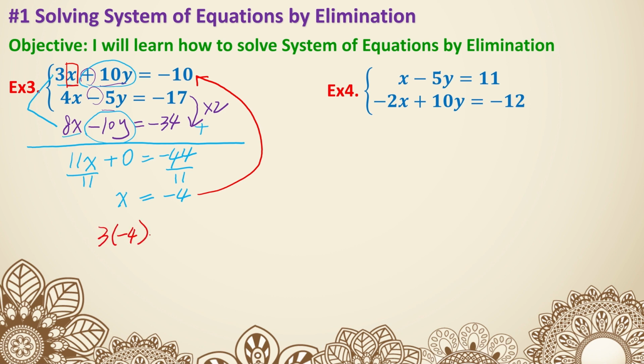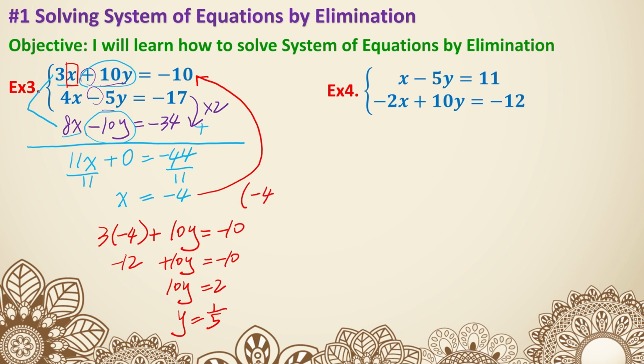3 times -4 plus 10y equals -10. So it's -12 plus 10y equals -10. Add 12 to both sides, 10y equals 2, so y equals 1/5. Final answer, -4, 1/5. And it's actually 2 over 10 simplifies to be 1/5. There you go. That's example 3.